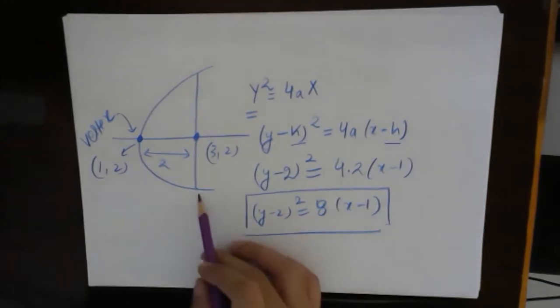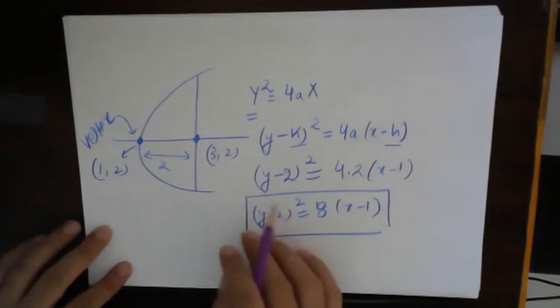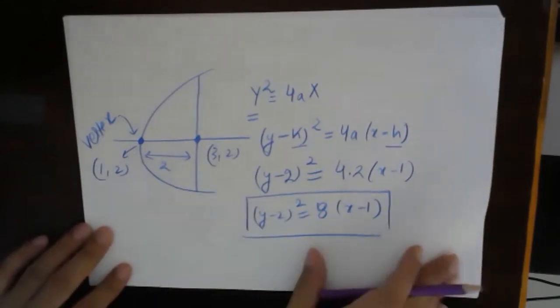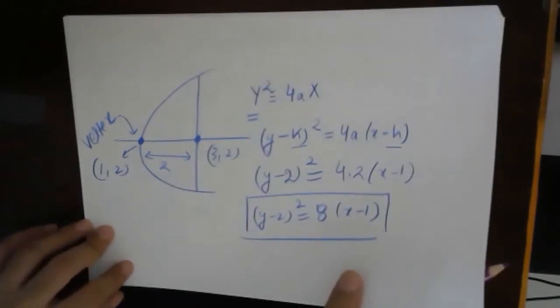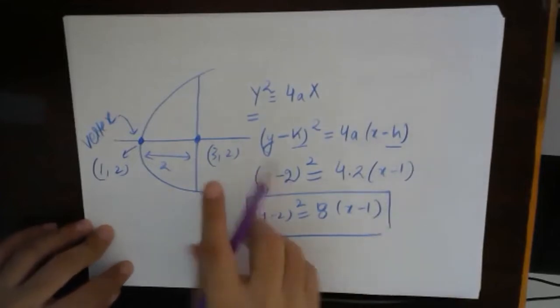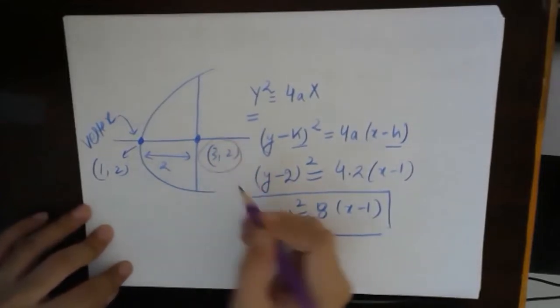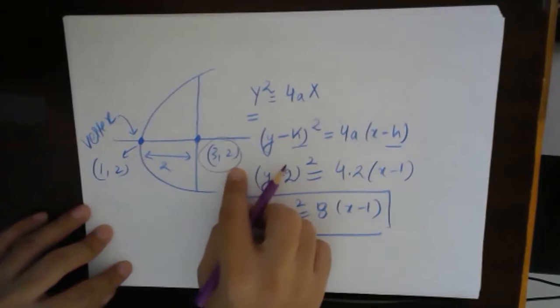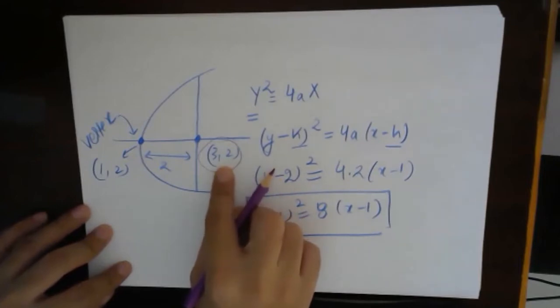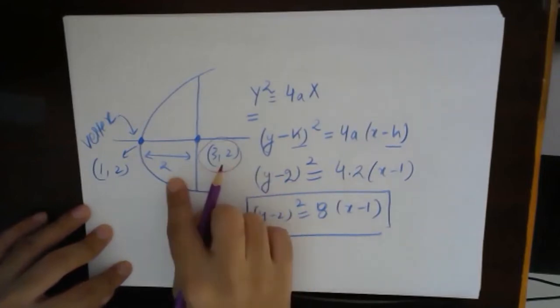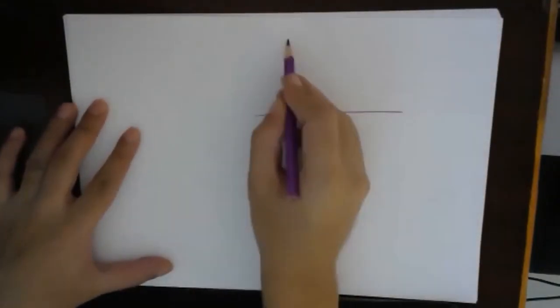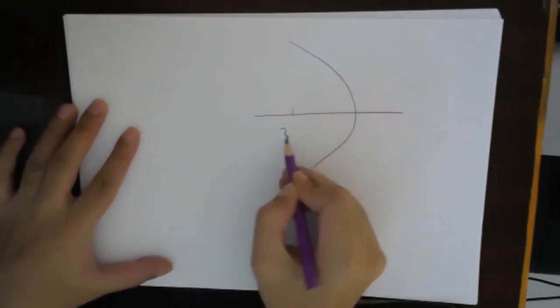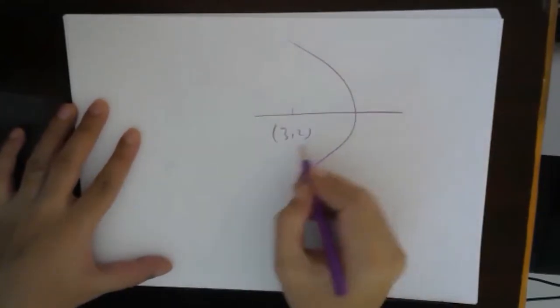So this is the parabola which is right side facing. Coming back to the question, again we will find the equation of the parabola which is left side facing. We have the information: the focus is (3, 2) and the value of a is 2. So now we'll find the equation of the parabola which is left side facing.